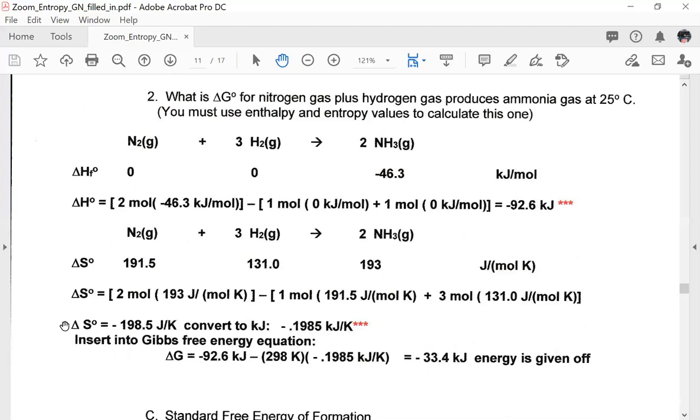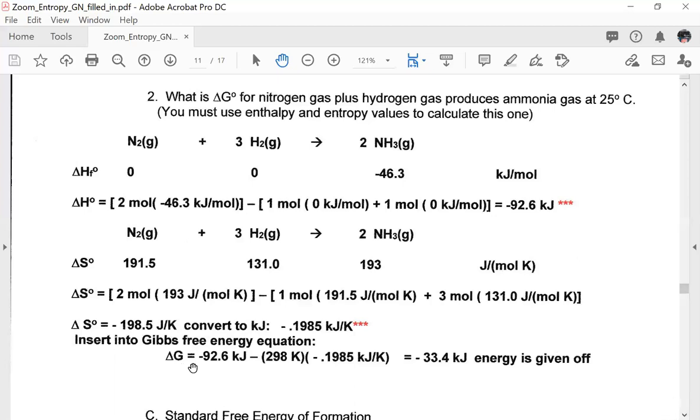So the answer we get is minus 198.5 joules over Kelvin. We're going to convert that to kilojoules. So our change in entropy at the standard state is minus 0.1985 kilojoules over Kelvin. Now we're going to plug this into our equation.